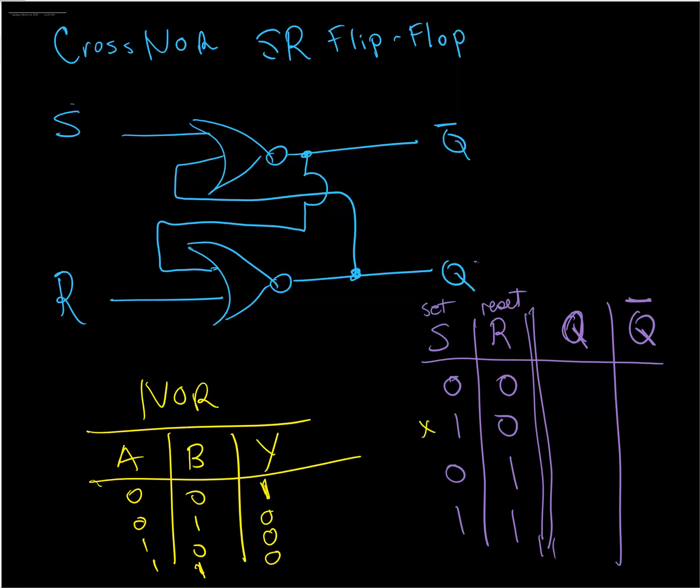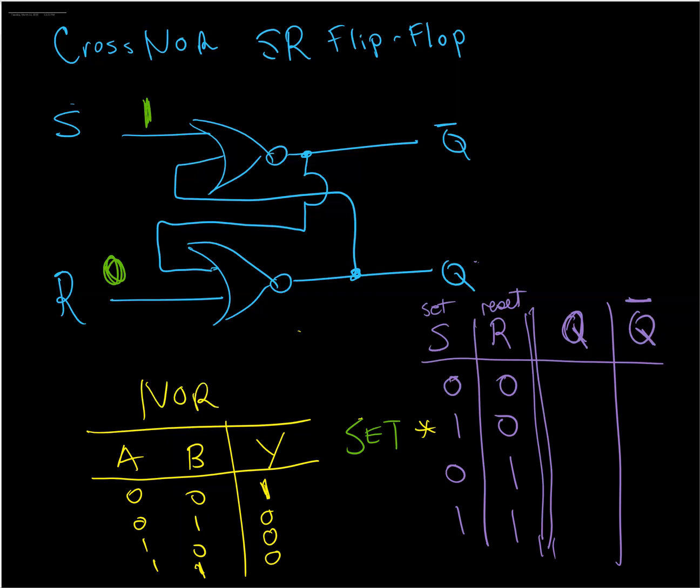this combination right here, where S is 1 and R is 0. When S is 1 and R is 0, we call this the set condition. So with the set input high and the reset input low, we're calling that a set condition. So S is equal to 1, R is equal to 0.